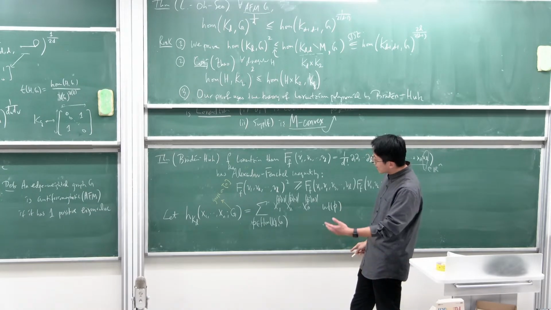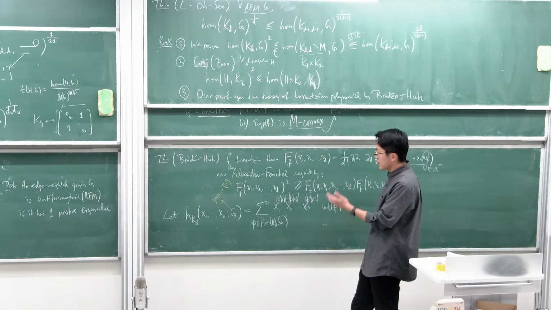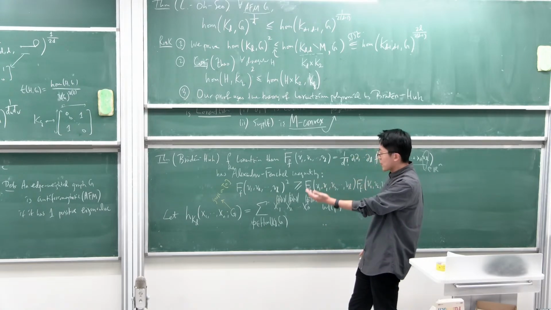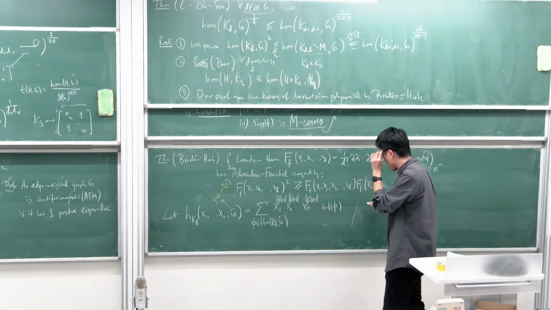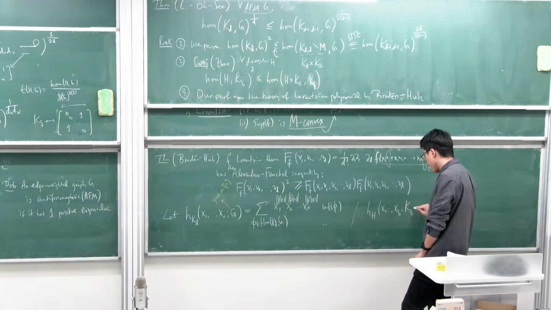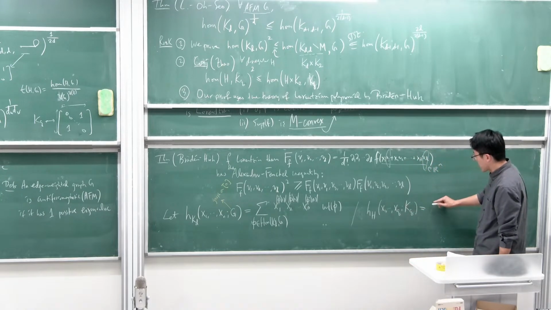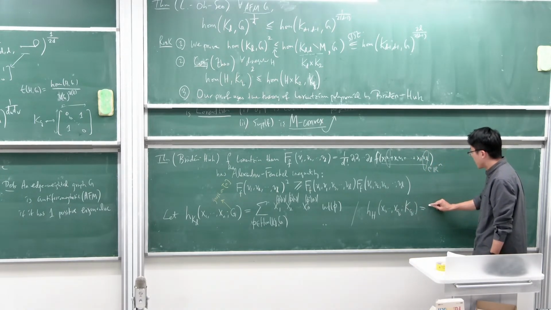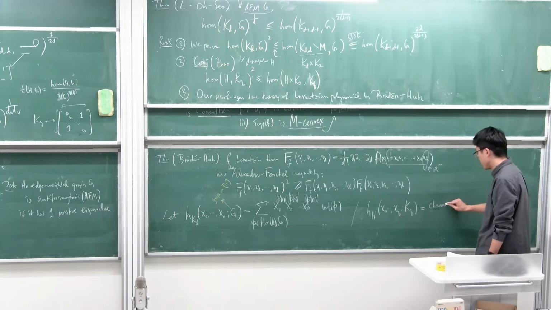Although it looks quite complicated, it does have some context. If you look at h of x1 up to xq of K_q, then this is what's called the chromatic symmetric polynomial.